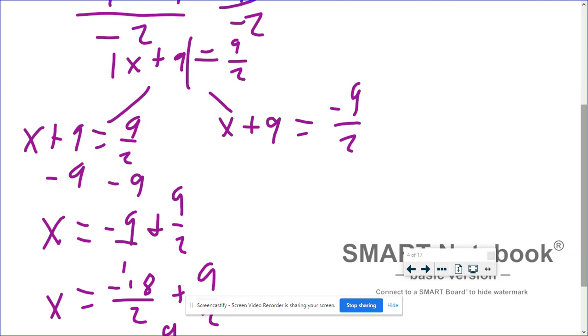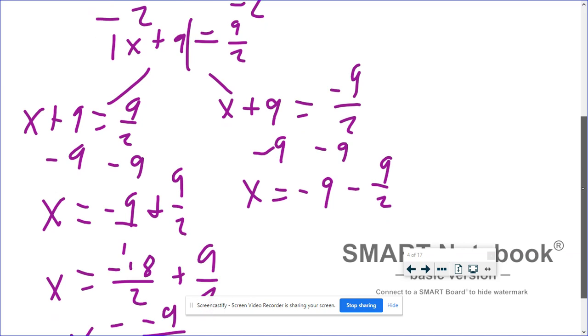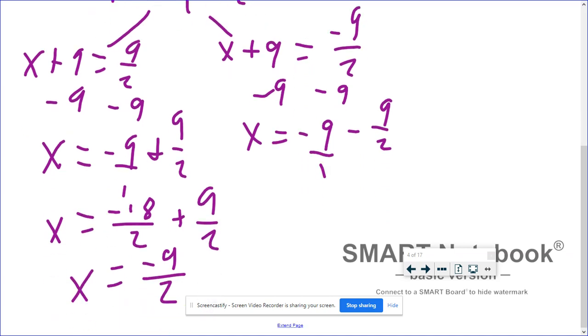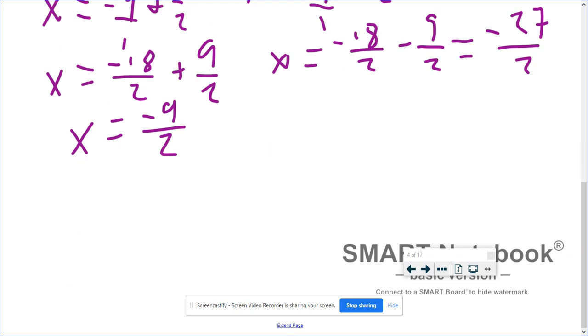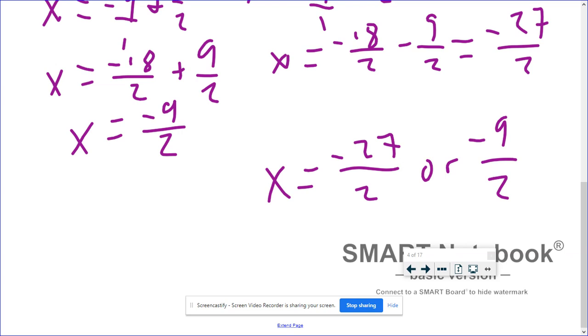Same thing over here. We're going to subtract 9 from both sides. You get x is equal to negative 9 minus 9/2. We'll do the same thing. Think of it as a fraction over 1. Multiply the negative 9 and the 1 by 2. So now you have x is equal to negative 18 over 2 minus 9/2, and that's equal to negative 27/2. So then you can say x is equal to negative 27/2 or negative 9/2. Okay, same job, it just took some work with fractions there as the last example.